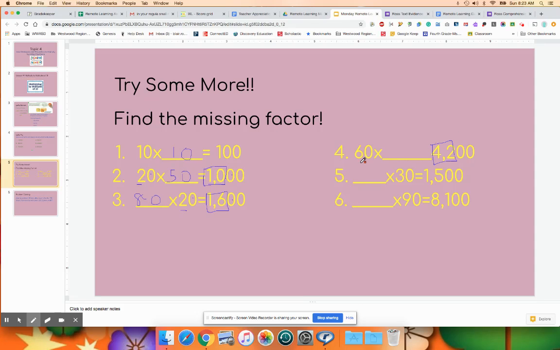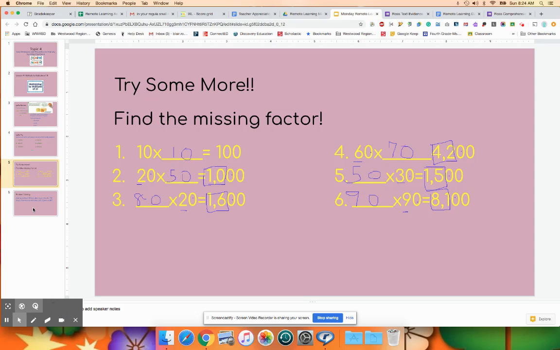42. 6 times what gives you 42? 7. I have a 0 here, which accounts for 1 0. I need one more 0 for the other 0. Let's think of our basic fact. 15. 3 times what gives you 15? 5 times 3. I have a 0 here. I have a 0 here. I need one more 0. 81. 9 times what gives you 81? 9. Ooh, that was not pretty. You have a 0 here. You have a 0 here. You need to account for one more 0. So 90 times 90 equals 8,100.